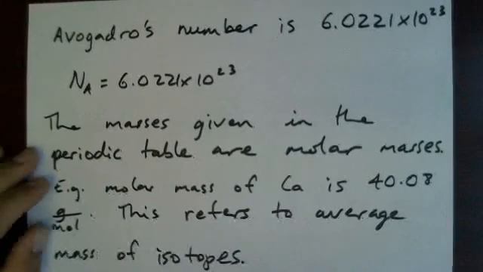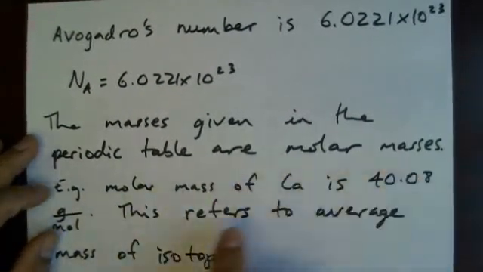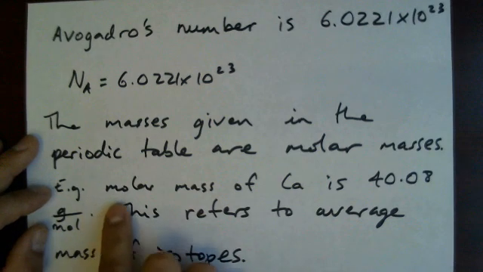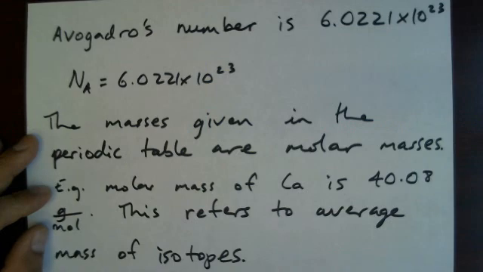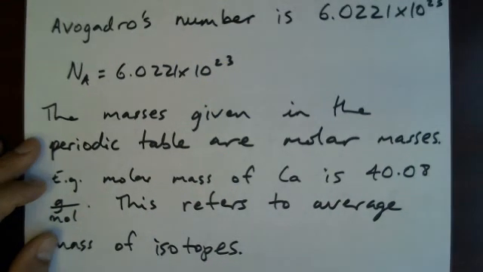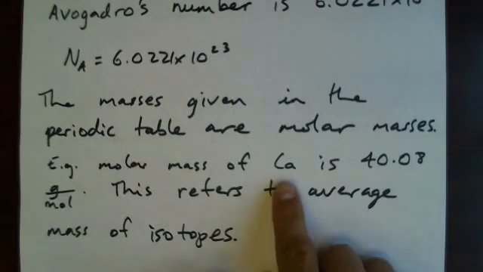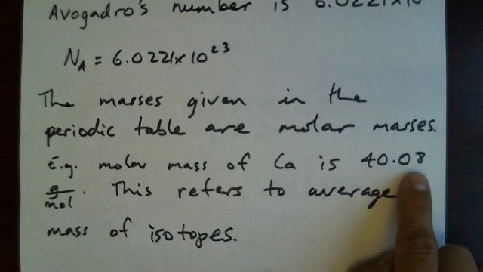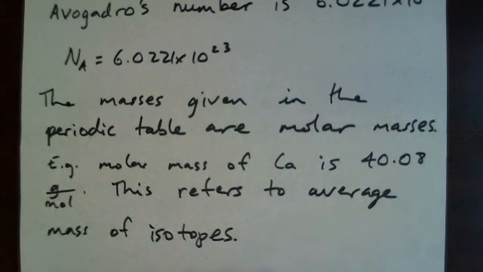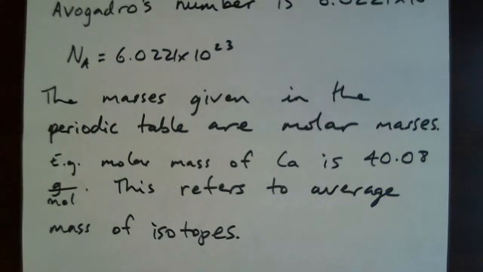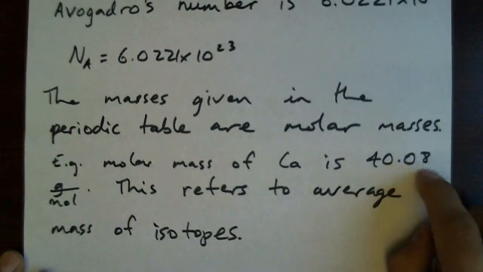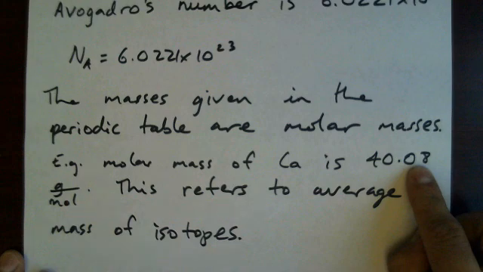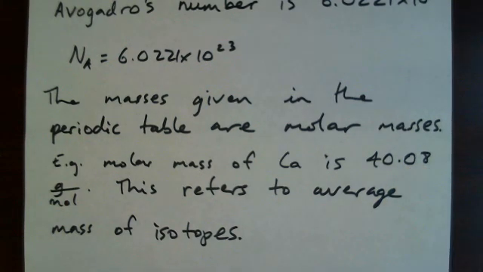The masses given in the periodic table are molar masses. Just as another example, the molar mass of calcium is 40.08 grams per mole, and this refers to the average mass of the isotopes. Calcium has several isotopes, and so this isn't a nice neat number. With the magnesium, it was 24.31 grams per mole, which includes all the different isotopes that magnesium has. The reason those aren't whole numbers is due to the effect of the relative abundance of the isotopes.